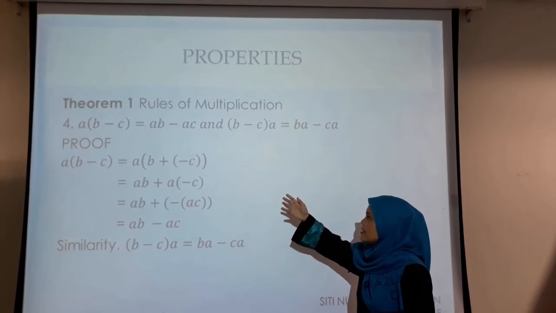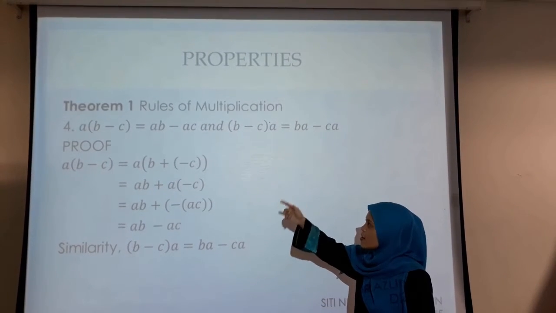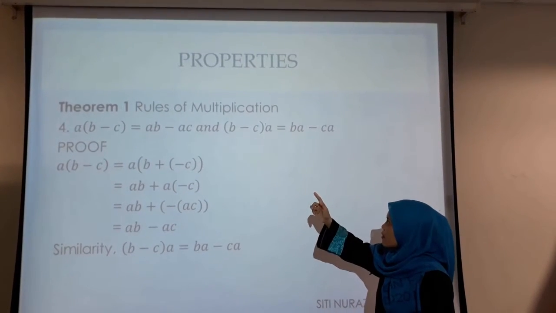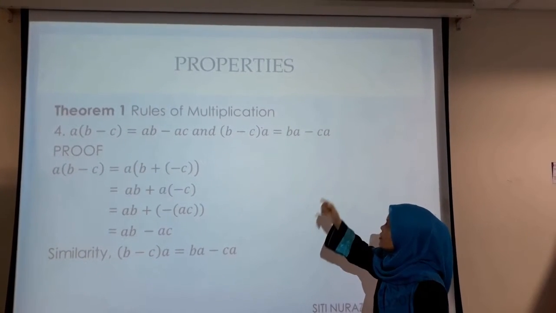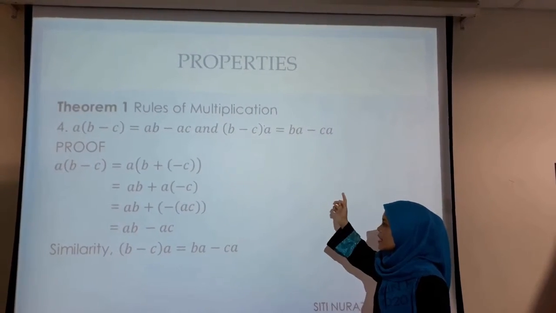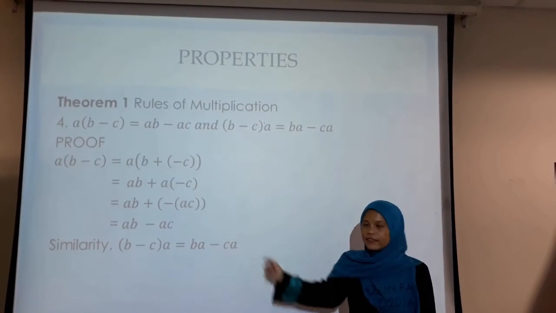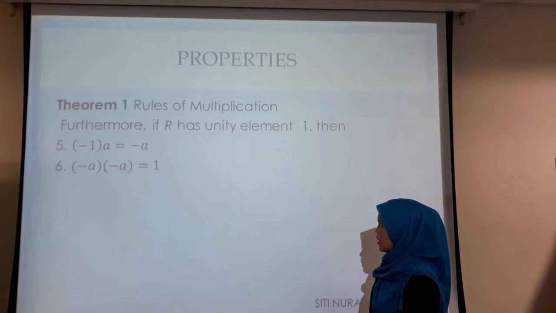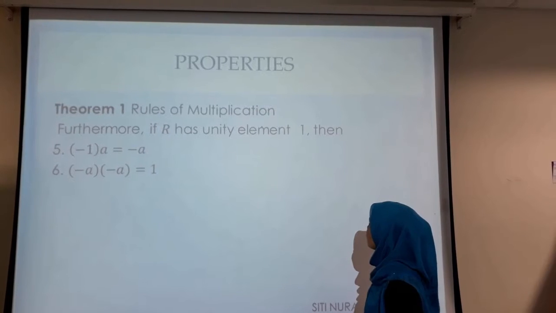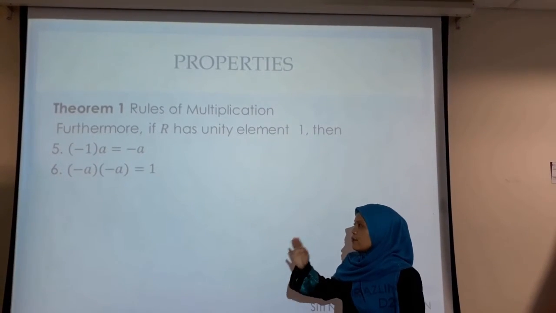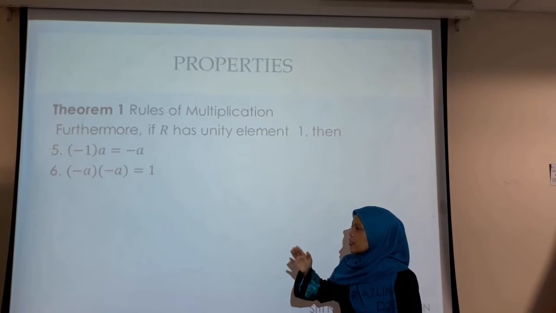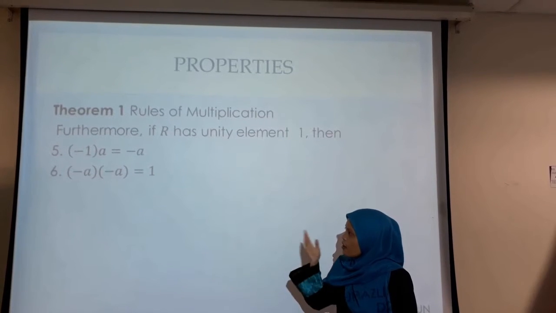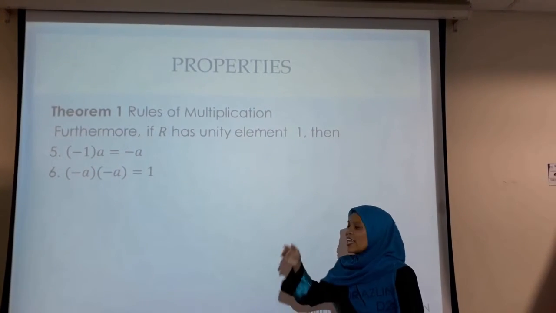The fourth is A(B minus C) equals AB minus AC, and (B minus C)A equals BA minus CA, and this is the way to prove it. Then the fifth and sixth. Furthermore, if R has unity element 1, then (-1)A equals -A, and (-A)(-A) equals 1.